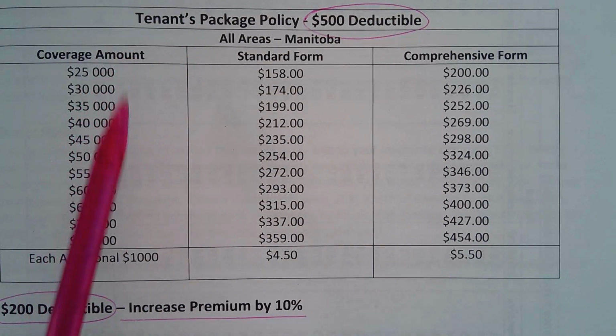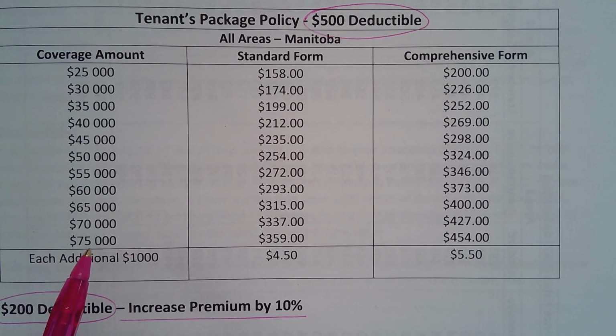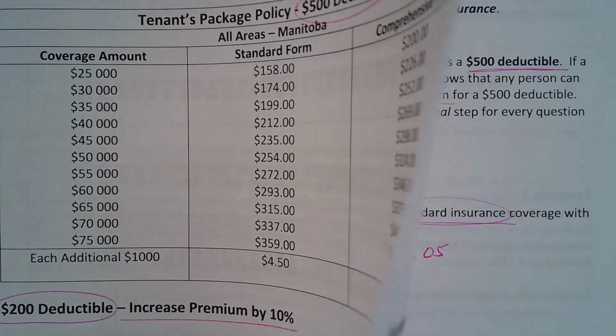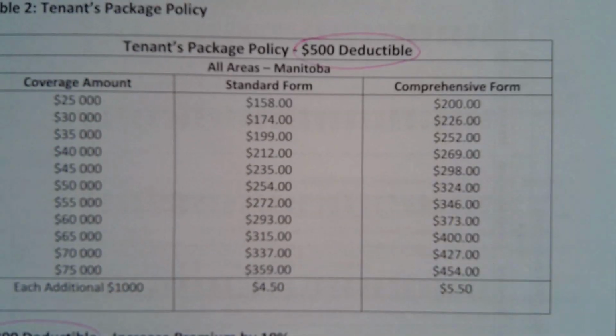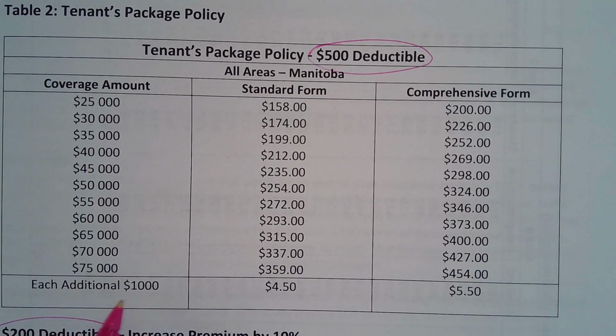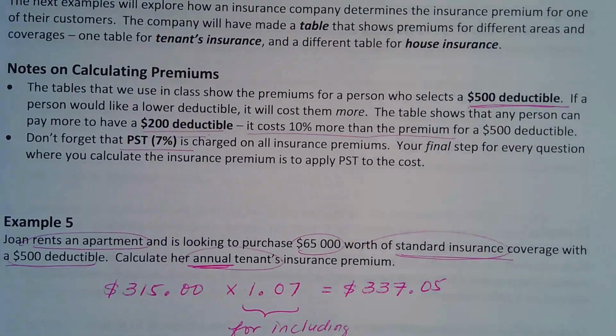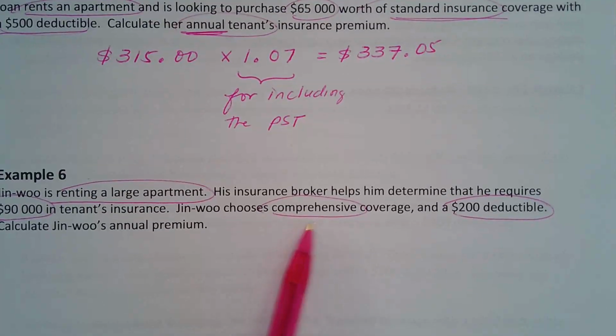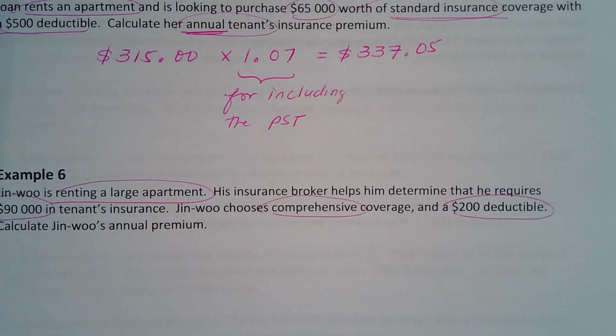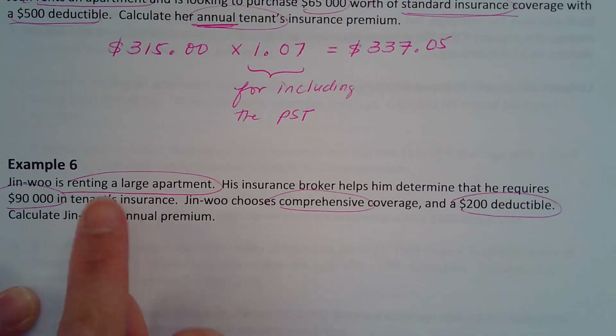Oh, okay. There's a problem here. Oh, it only goes up to 75,000, right? Huh? Oh, the next page. This is not for that one. This is for homeowners. So what we're going to do is figure out how much additional we need. For each additional $1,000, it's $5.50 per thousand. And they want comprehensive, $200 deductible. Okay, loaded question. Start off with renting an apartment.